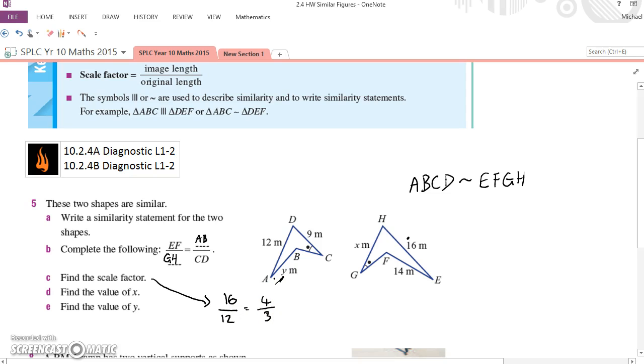Find the value of x. Well, to find x, it corresponds to the 9. So if I'm doing part D, x would equal the scale factor, 4 over 3, times 9. Therefore, x would equal 12. And these are in meters, so let's include our units.